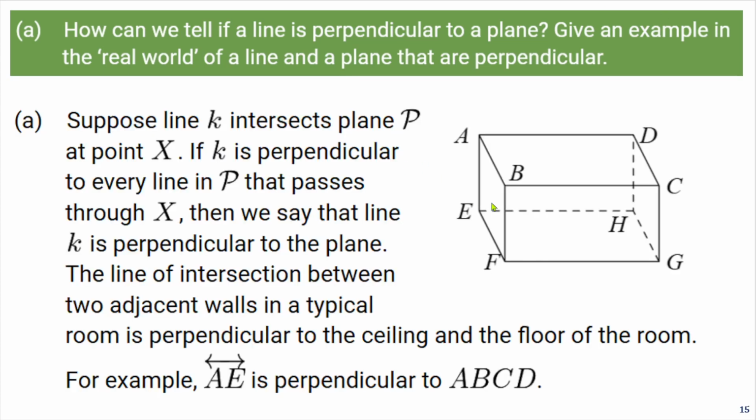Okay, now first let's have a look at question A. Suppose line K intersects plane P at point X. If K is perpendicular to every line in plane P that passes through X, then we say that line K is perpendicular to the plane. The line of intersection between two adjacent walls in a typical room is perpendicular to the ceiling and floor of the room. For example, in this figure here, line AE is perpendicular to ABCD.